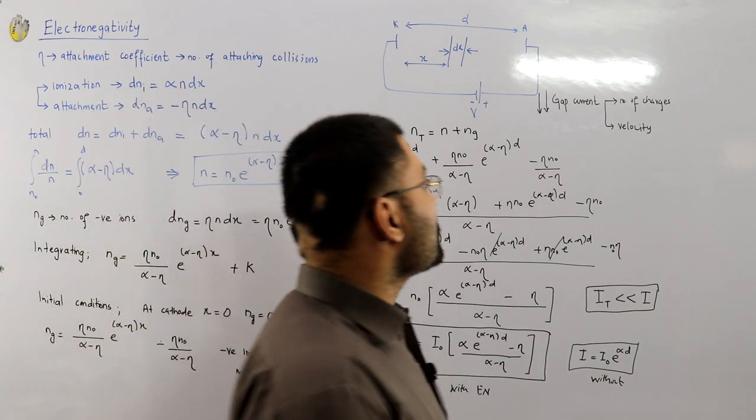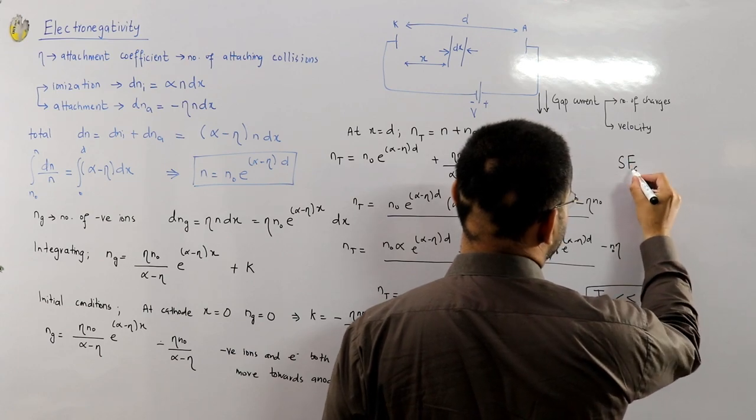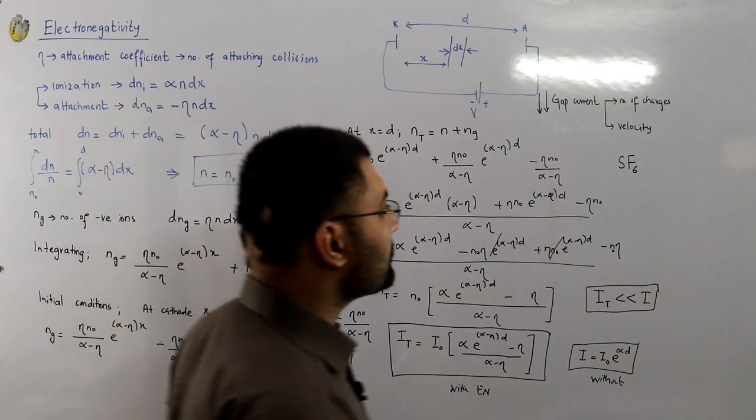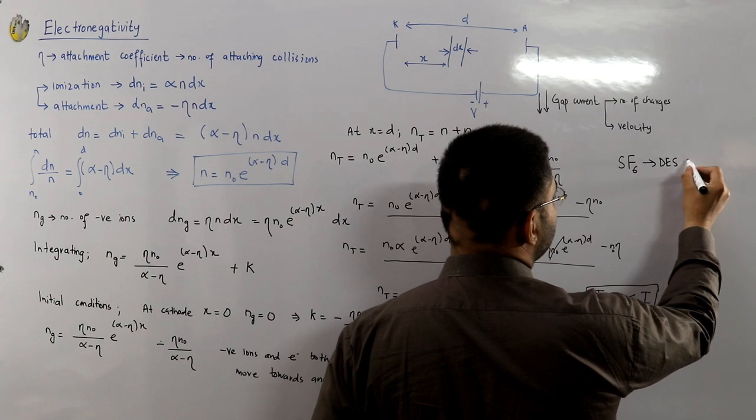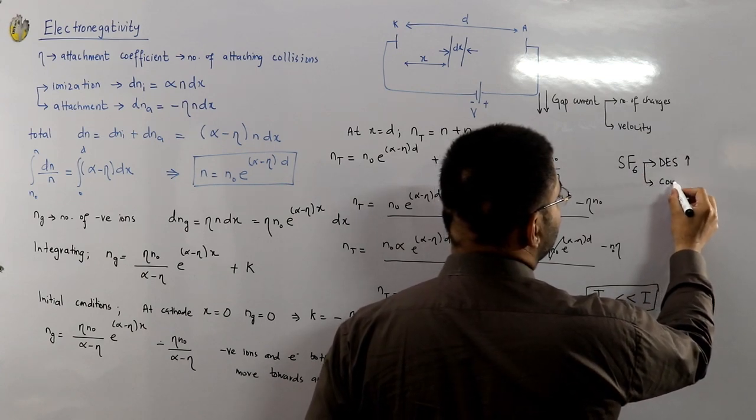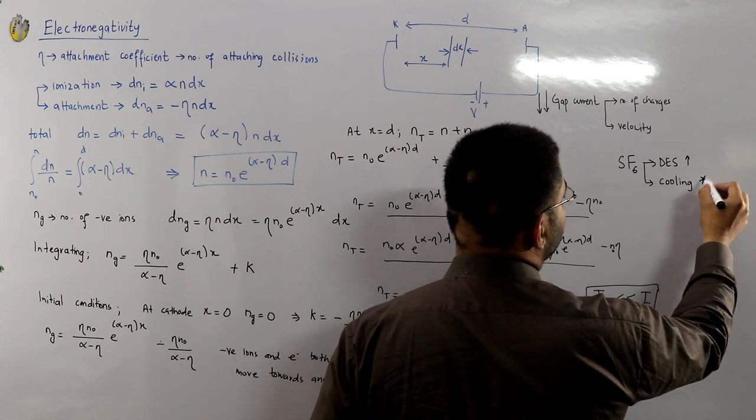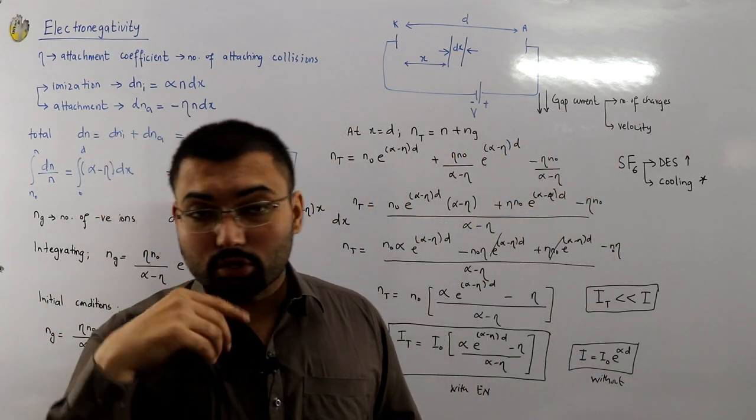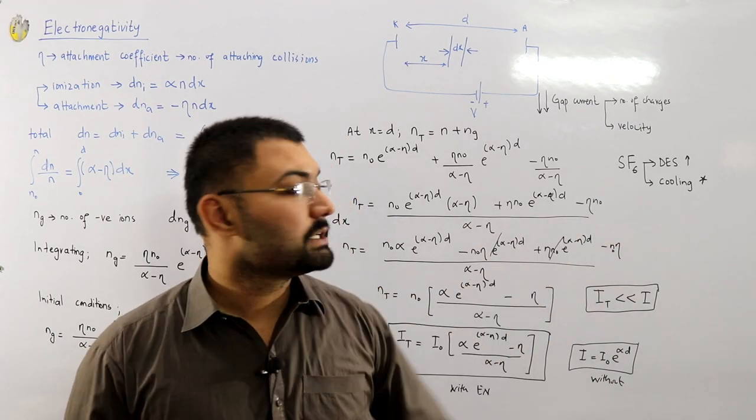The electronegative gas most commonly used is SF6. The major properties are that it has a high dielectric strength. Plus, an important property is that it provides a cooling effect. A very high temperature is associated with the arc, so SF6 has this superior property over air that it provides cooling as well.